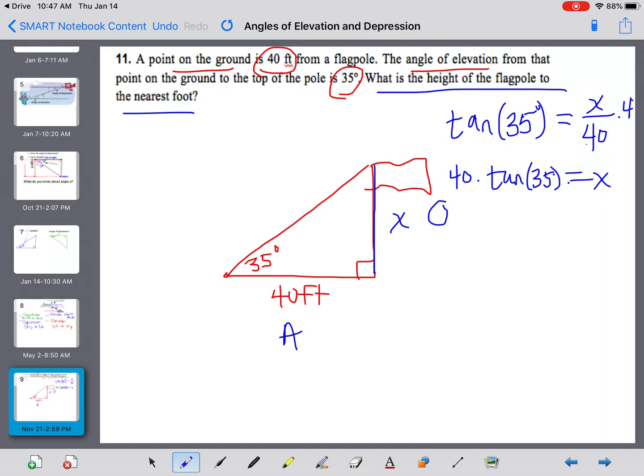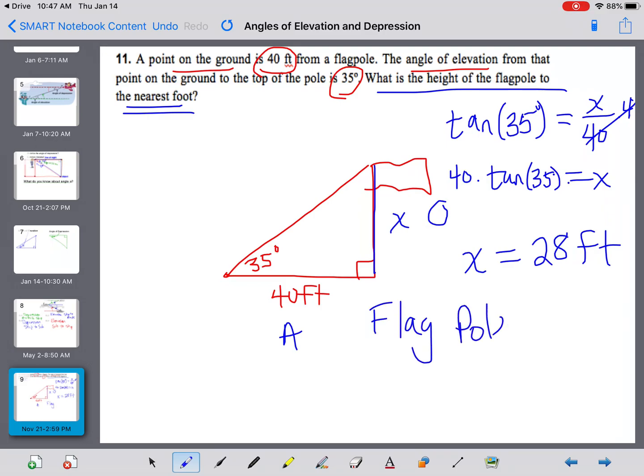After we multiply by 40, it cancels there. So x is going to equal 40 times the tangent of 35. We get our calculator out, and we get 28.00. It says to the nearest foot, so we would say 28 feet. So the flagpole is 28 feet.